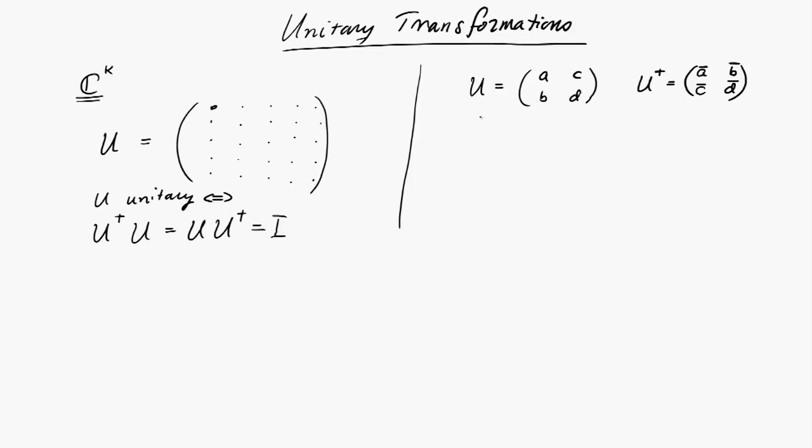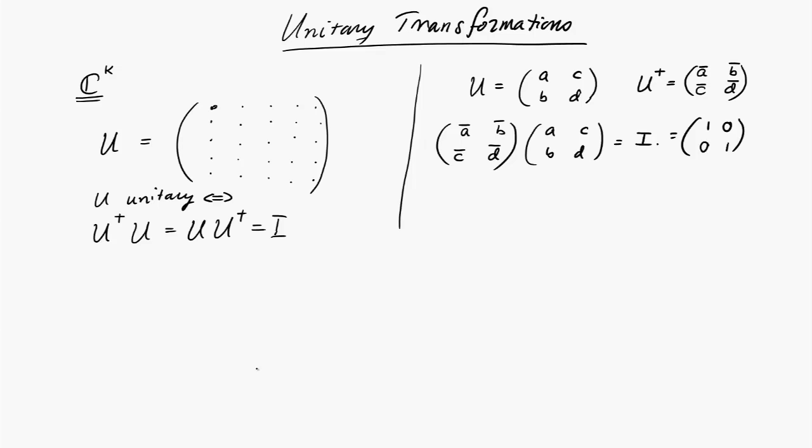Okay, so now this condition, U dagger times U is the identity. What's it telling us? Well, it tells us that A bar, B bar, C bar, D bar times A, B, C, D is the identity, meaning the 2 by 2 identity matrix with 1s on the diagonal and 0s off the diagonal. Okay? All right, so again, let's try to interpret this.